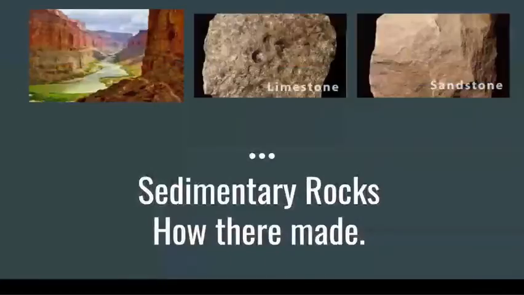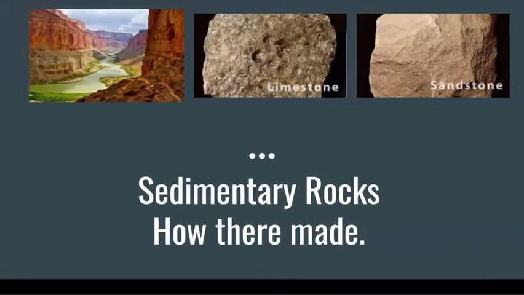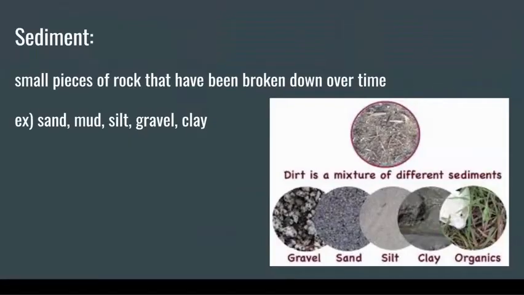So let's move on to sedimentary rocks and how these are made. These are the rocks that are made up of smaller pieces of other rock. And there's a lot to this, so make sure that you are taking good notes on the different steps of this. First of all, sediment. Small pieces of rock that have been broken down over time. These are the building blocks, the Lego, the ingredients of a sedimentary rock. And this can be sand, mud, silt, which is kind of like soil, gravel, and clay.